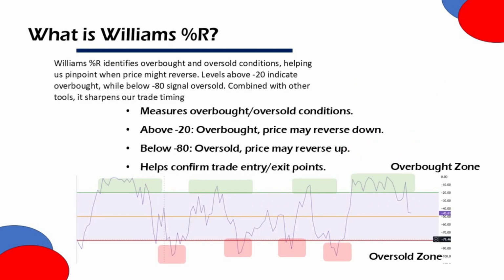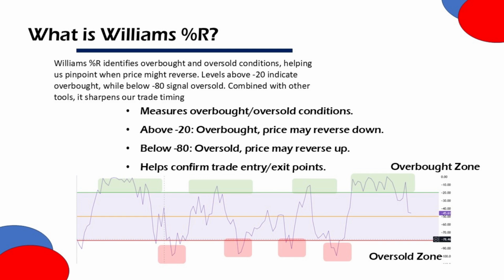What is Williams Descent R? The Williams Descent R is a momentum indicator that helps traders identify overbought and oversold conditions in the market. Developed by Larry Williams, it measures the current closing price relative to the highest high over a specific period, usually 14 periods. The indicator is displayed on a scale from 0 to -100.